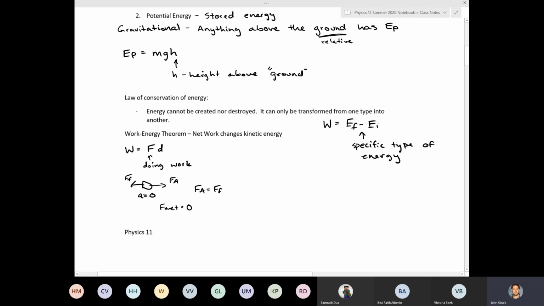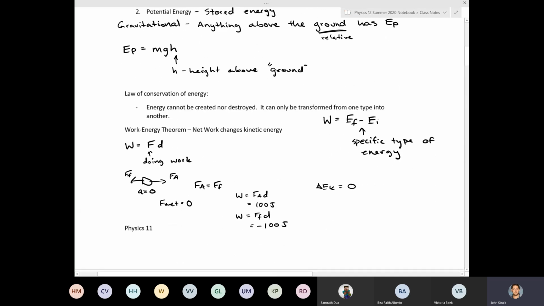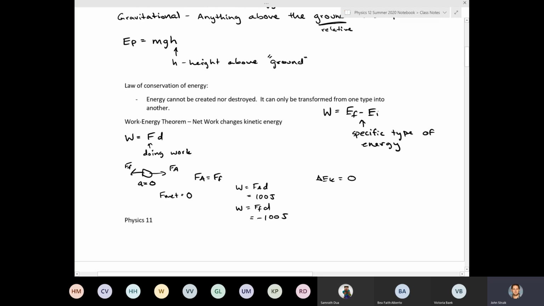Well, that means that if I say work equals FA times D to find the work that FA is doing, let's say this is 100 joules. Well, the work that friction is doing is going to be negative 100 joules. It's taking all the energy away. That's because the delta EK in this case is going to be 0. If A is 0, V is not changing, and EK being 1/2 mv squared, if V doesn't change, then the delta EK is 0. So your individual forces are doing work.